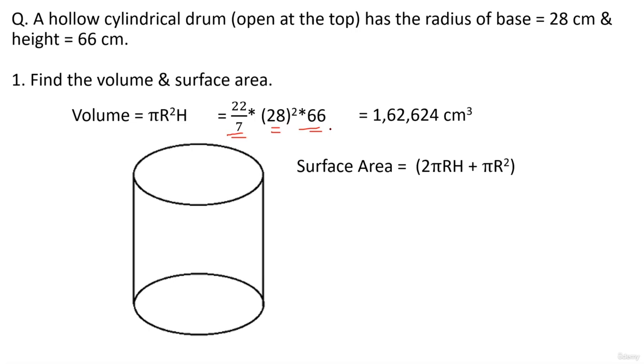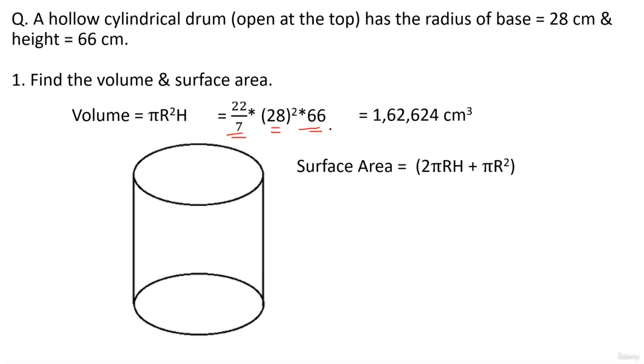Surface area थोड़ा tricky है यहाँ पे. This is not a solid cylinder. It is a hollow cylindrical drum, something like this. If you observe carefully, यहाँ पे pi r square तो होगा, and यहाँ पे curved surface area 2 pi r h भी होगा. But ये pi r square नहीं होगा, because it is an open cylinder. So the surface area is 2 pi r h plus pi r square.